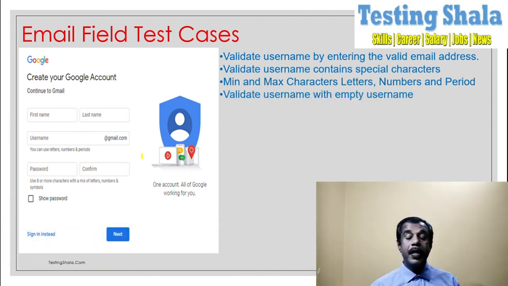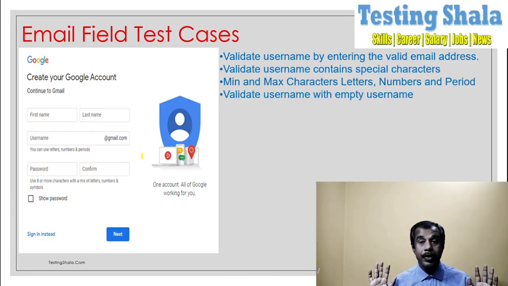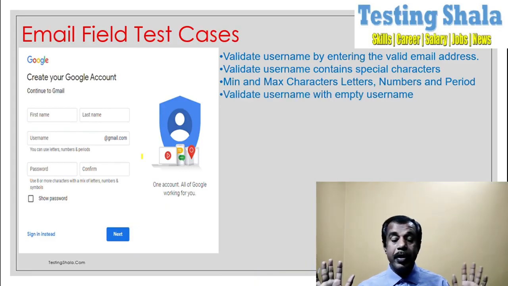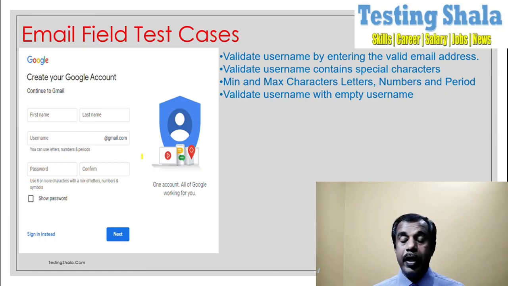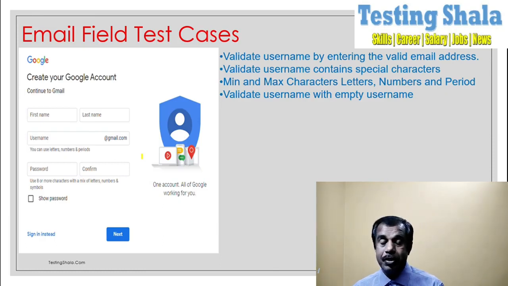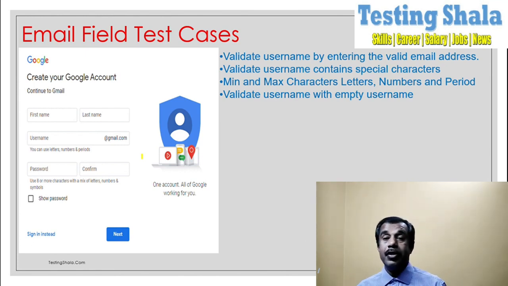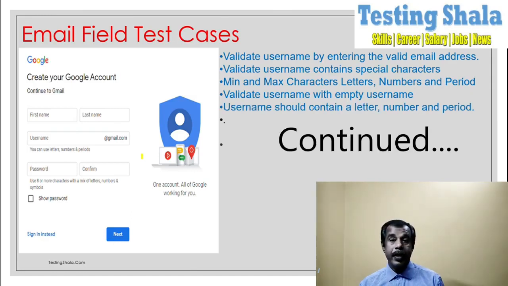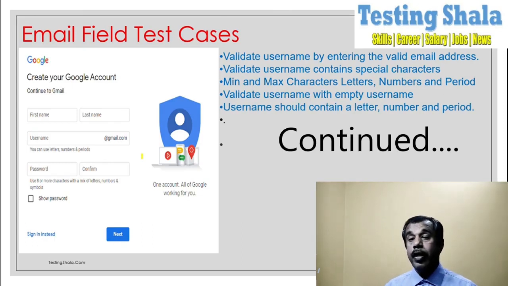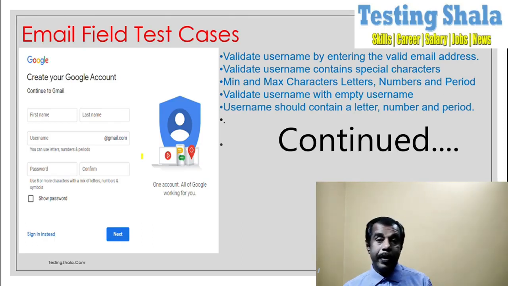Then you should also validate, let's say I'm not going to give any username, I'm not going to enter anything in this field, how it reacts. You should throw an error message, because you cannot just keep the username empty and then ask Google to create an account. That is not possible. So that error message you should validate. Now you are able to get an idea of what test cases you can write for the username.